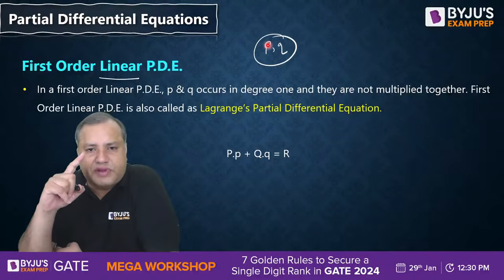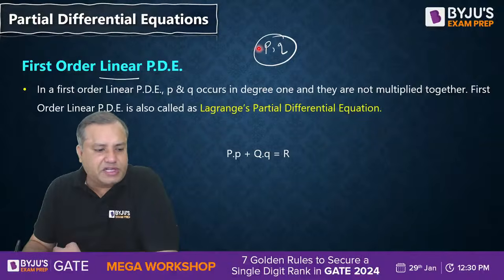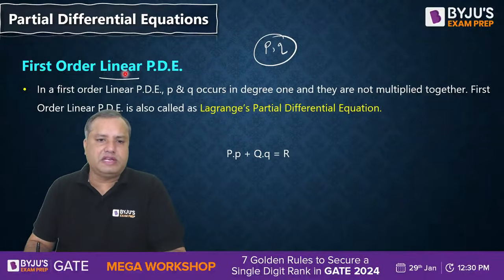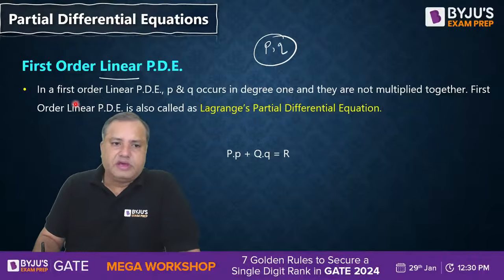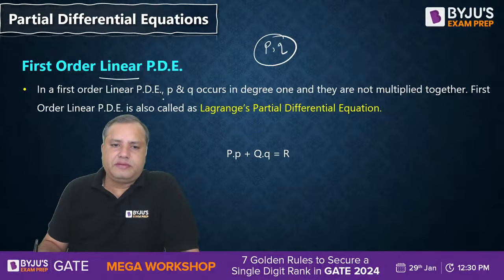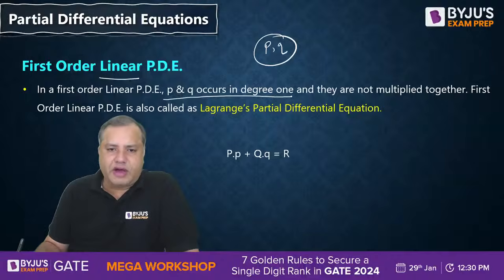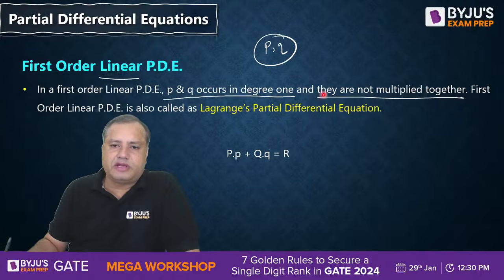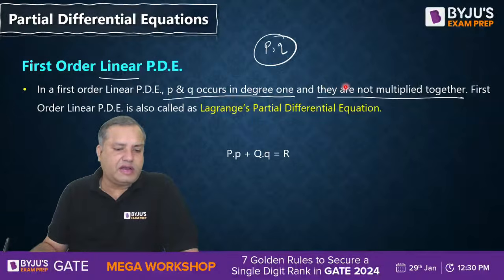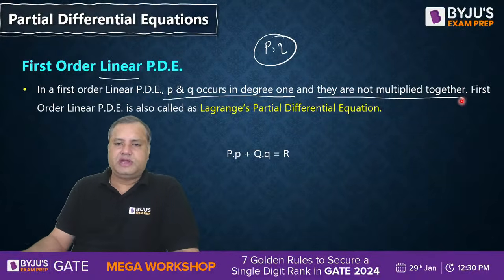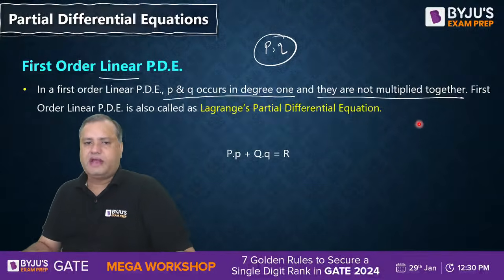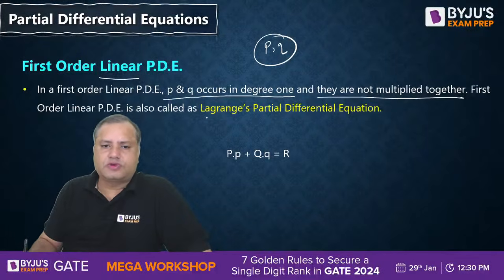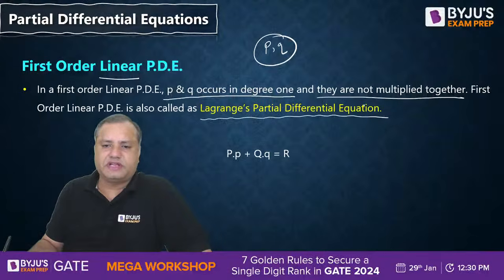If in the differential equation the degree of P and Q is 1 and they are not multiplied together, then it will be called a first order linear P.D.E. In a first order linear P.D.E, P and Q occur in degree 1 and they are not multiplied together. First order linear P.D.E is also called Lagrange's partial differential equation.